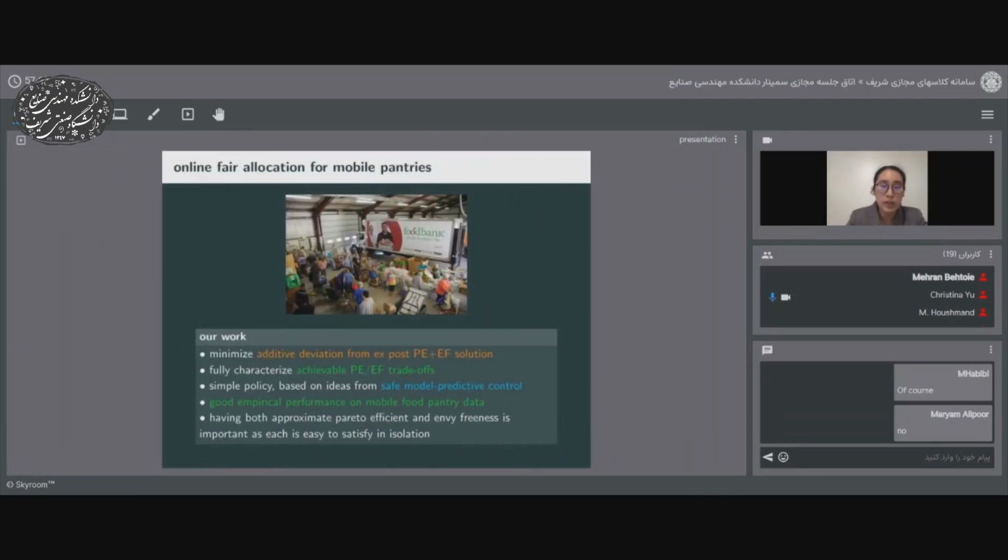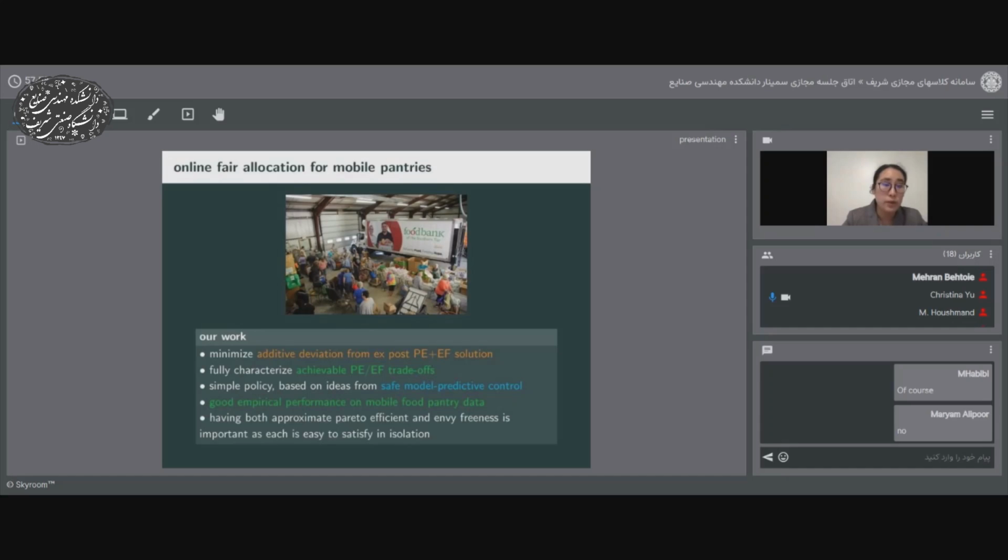So what we're really looking for is some notion of ex post guarantees, and that's what our work focuses on. Again, we provide results that are motivated by this online fair allocation problem for mobile food pantries. And what we show is that our approach can minimize this notion of additive deviation from the ex post Pareto efficient and envy-free solution. Again, this additive deviation is much stronger than a competitive ratio style guarantee.